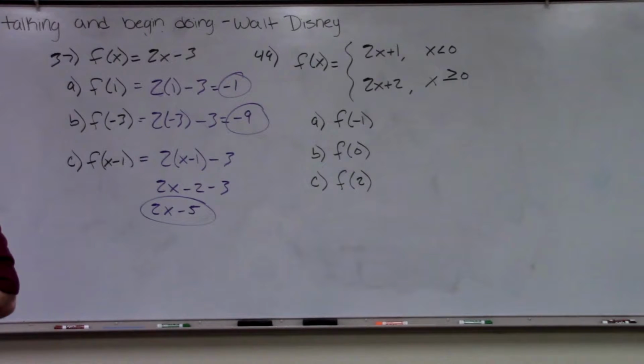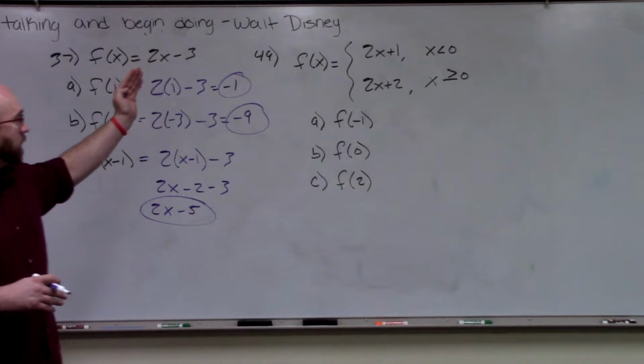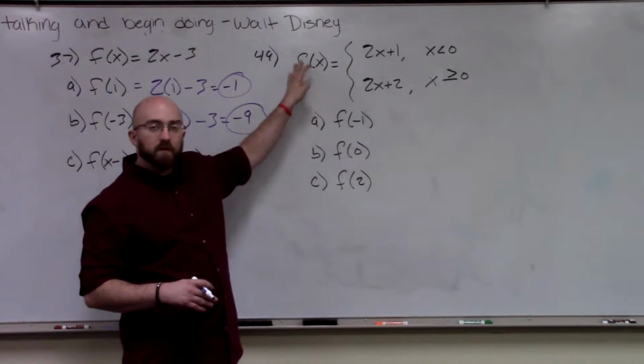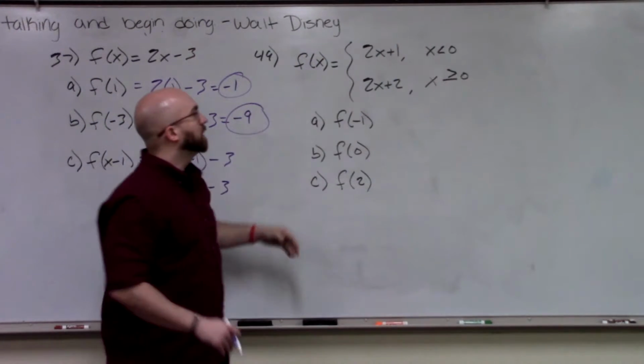And I'm going to do another example that's not on the board. I'll probably erase it and show you one similar to it. So now, moving on to 49. This is a piecewise function. Don't let it freak you out. A lot of students get freaked out from it.